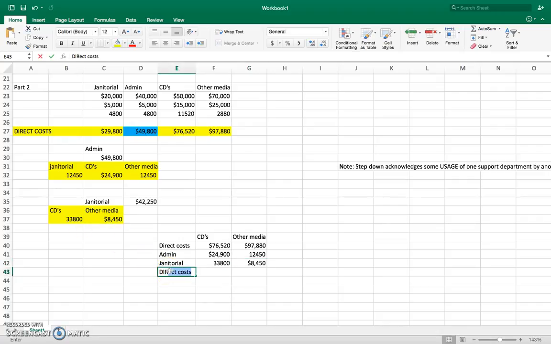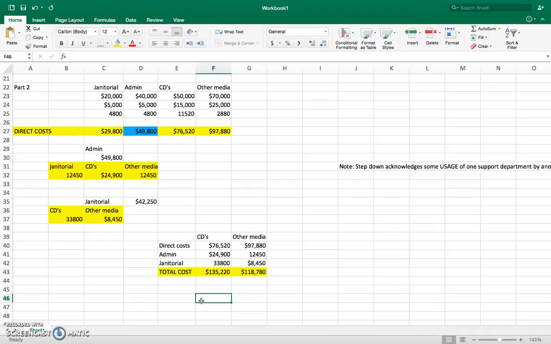That comes out to a total of, so that is my total cost, and that comes out to a sum of all of these three. Simply copied here. There we go. That is our final answer for using the step down method. Now, I'm going to cover as much as I can for the reciprocal method because that is the most complex and that is the one that requires the most brain power.